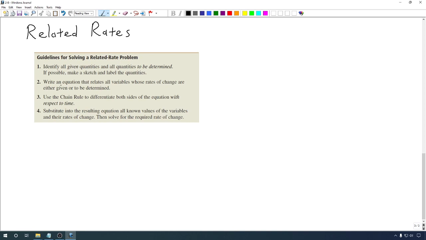In step 2, we need to write some equation that relates all the variables whose rates of change are either given, or determined, or to be determined. So we basically have to take all that we know about the quantities and the situation that we're in, and boil that down to usually a single equation that we can work with. If there's any extra variables in there that we don't really care about or we don't know any information about, we'll need to figure out some way of getting rid of those. Maybe there are some other equations that will allow us to substitute those out.